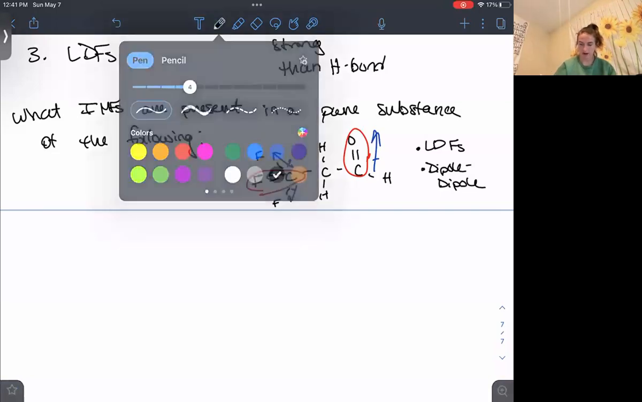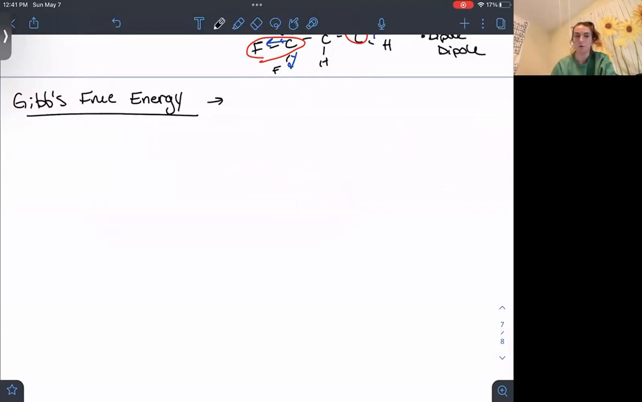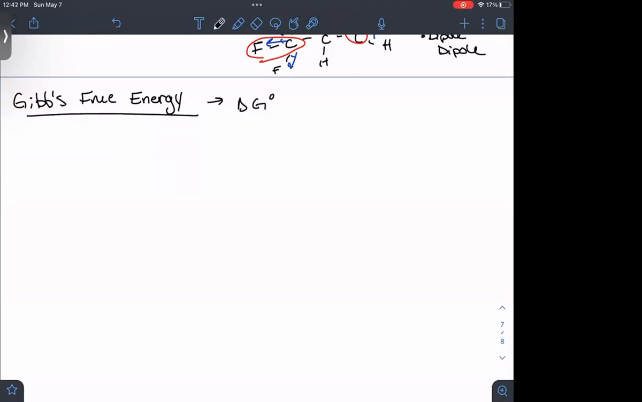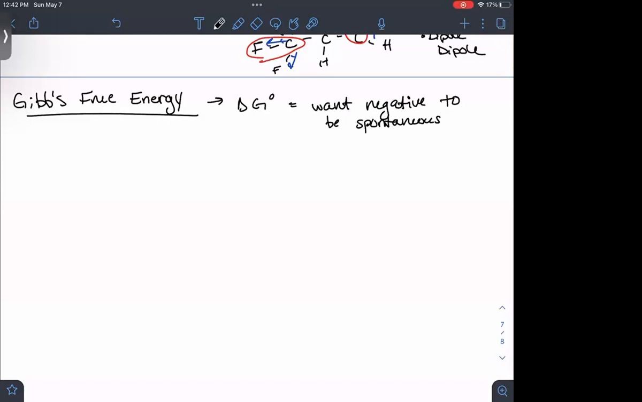Okay, let's talk about Gibbs free energy. Does anyone know what value, like positive or negative, we want delta G to be? One that's negative. You want negative to be spontaneous. Does anyone know what the formula for delta G is? Like what relates our enthalpy and entropy together? Delta G equals delta H minus T delta S. Awesome.